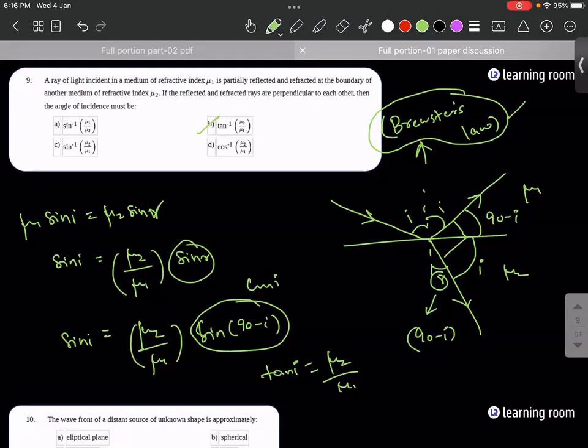So this law is called Brewster's law, where the reflected and the refracted ray will be perpendicular to each other. And the angle of incidence is called the angle of polarization. So I hope this is clear, right? Is there anyone having doubt in this problem?